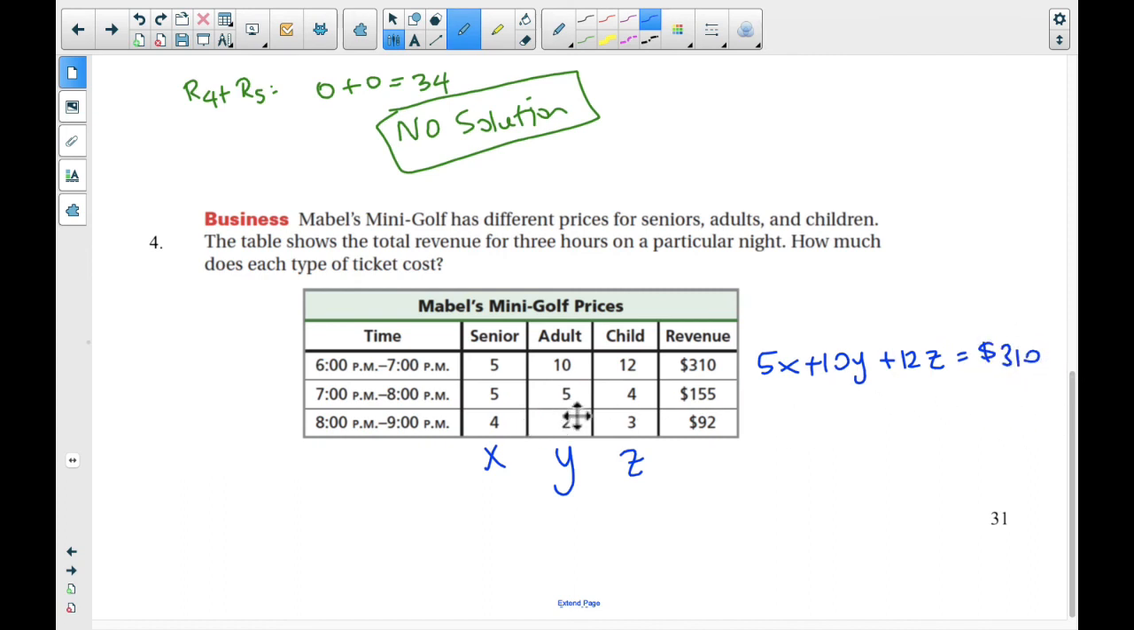So this would be 5x plus 5y plus 4z, and we will set that equal to 155. The last one's going to be 4x plus 2y plus 3z is equal to 92. And then we would just go ahead and solve it like we normally would.